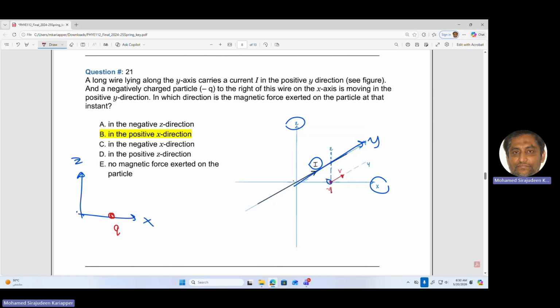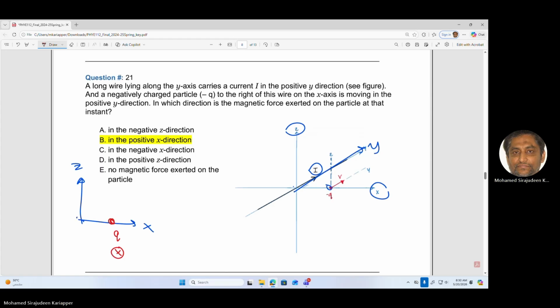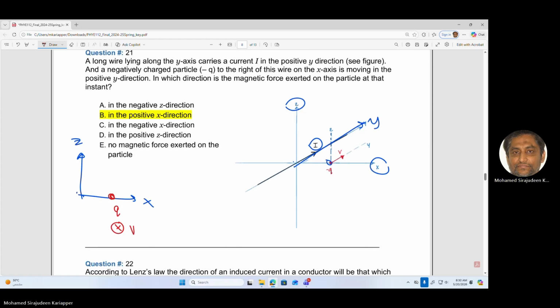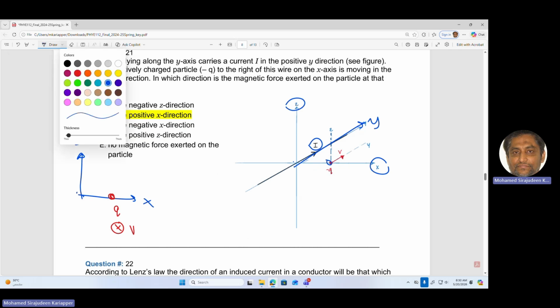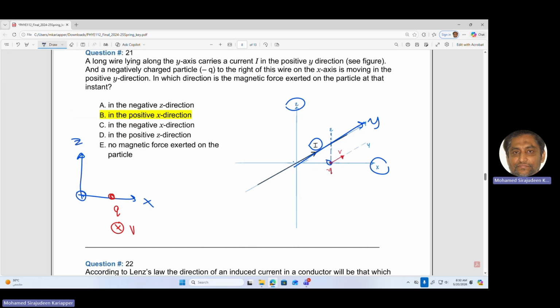Okay, and it is also going into the board. It has a velocity into the board, and there is a current wire. There is a current wire here, and the current is I. It is also into the board. There's a current wire here and a charge here, and the charge is moving into the board, and this wire is also carrying a current into the board.